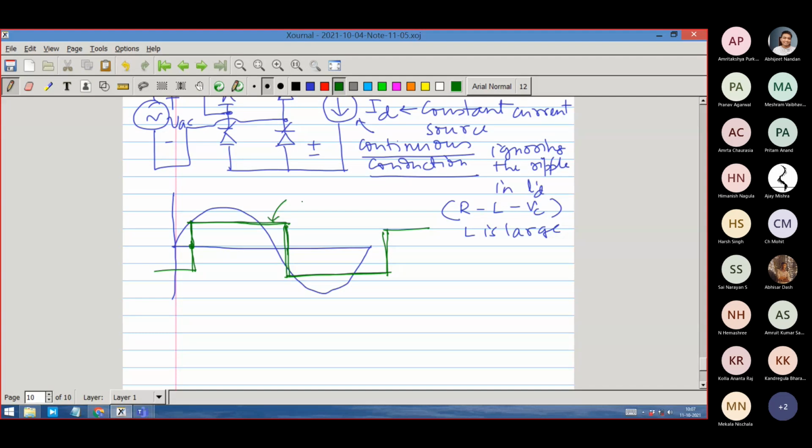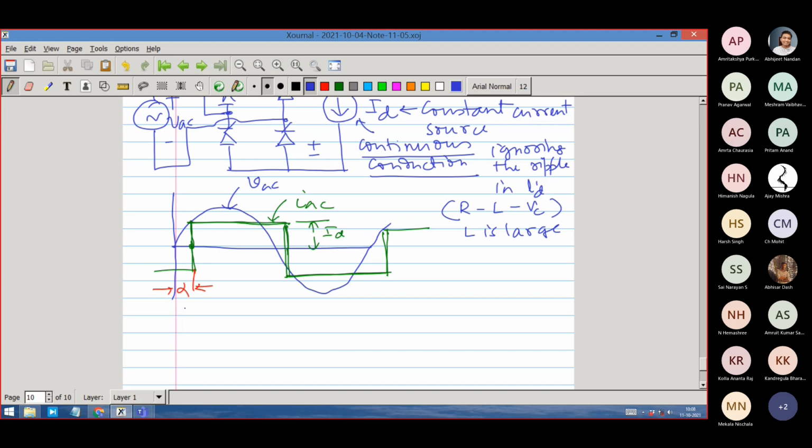So this is the current IAC. Its level is how much? Its level is IDC, which is nothing but the ID. Sorry, let me write it ID. This magnitude is ID, okay? And the firing angle is, in this case, alpha, and this is the supply voltage VAC. So this will be the thing, and it is conducting, as you all know, that under continuous conduction this will go from alpha to pi plus alpha.